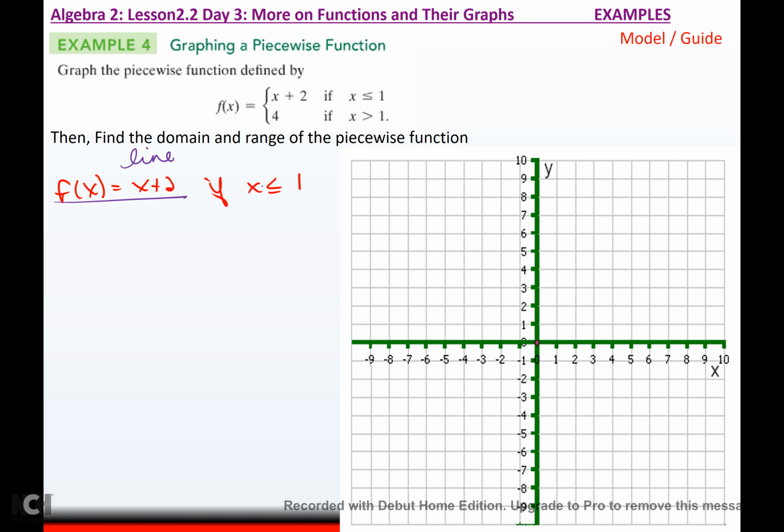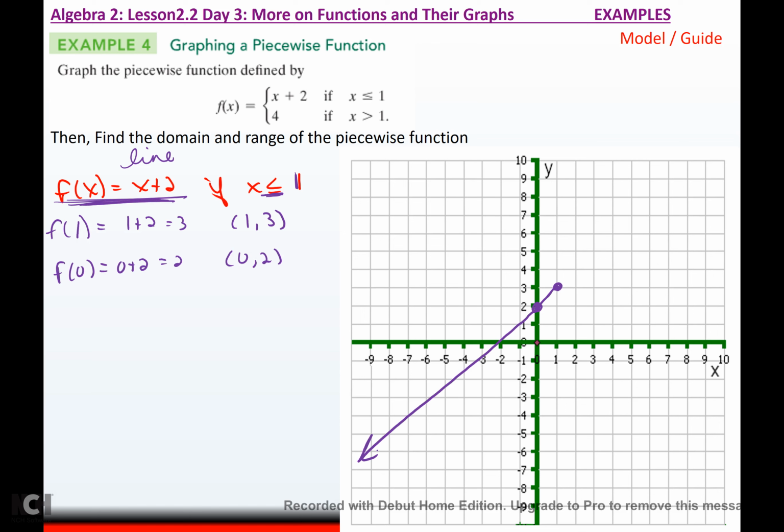So if I pick values of x and it says less than or equal to 1, I'm going to pick 1 first, and if I pick f of 1, I get 1 plus 2, which is 3. So I'm going to graph 1, 3, and I'm going to fill it in because 1 is included. Now I'm going to pick something less than 1. Let's pick 0. That would be 0 plus 2, which would be 2. That ordered pair would be 0, 2. And we know that this is a line, so 2 points is all I need. That's going to be this piece in purple. Okay, it stops there.